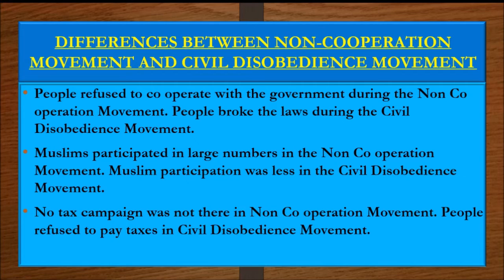The first Round Table Conference was boycotted by the Congress in London, and the government consented to release the political prisoners. And in December 1931, Gandhiji again went to London to attend the Round Table Conference, but the conference failed, and Gandhiji came back with disappointment.